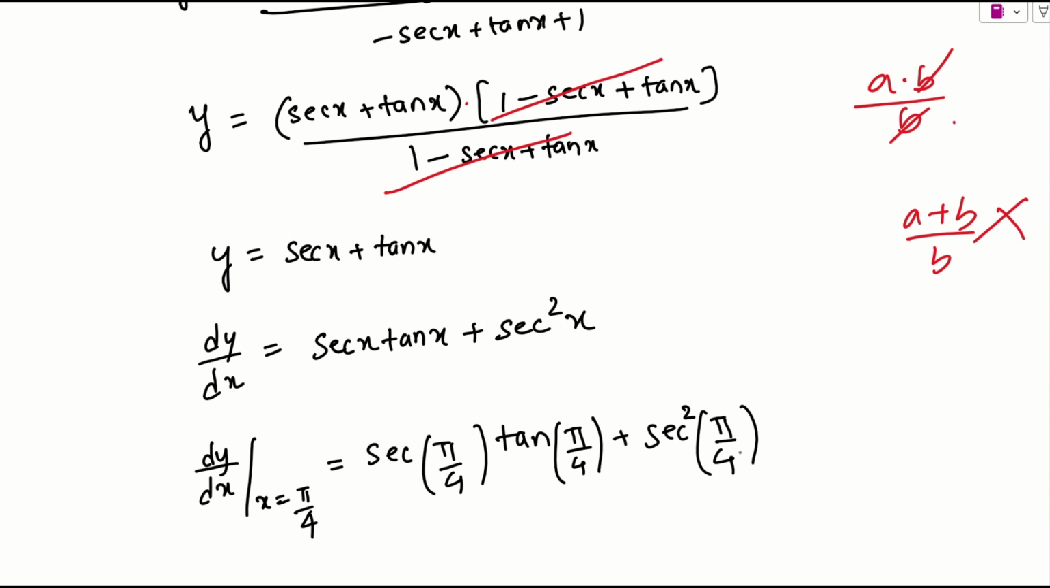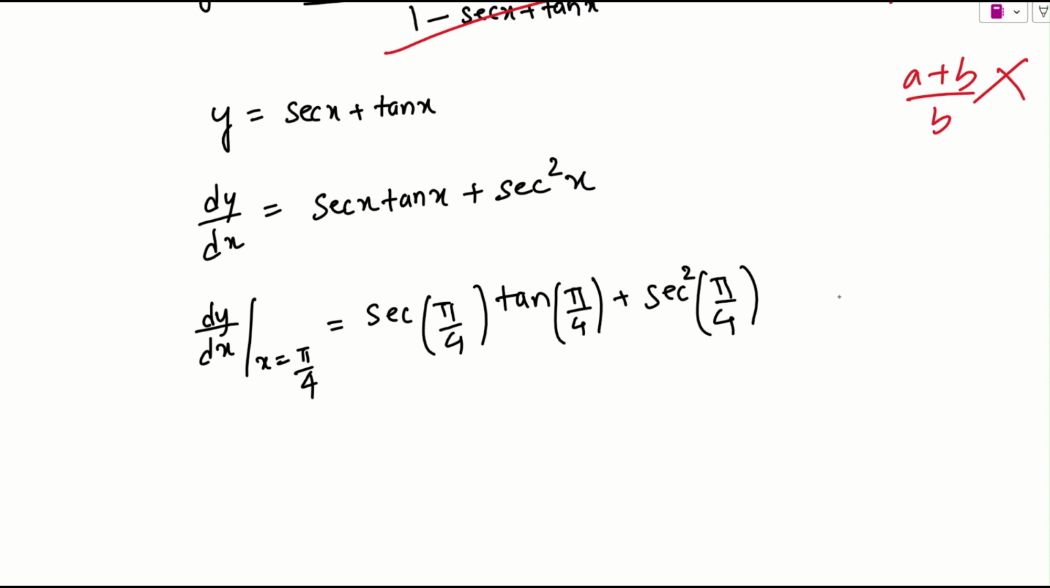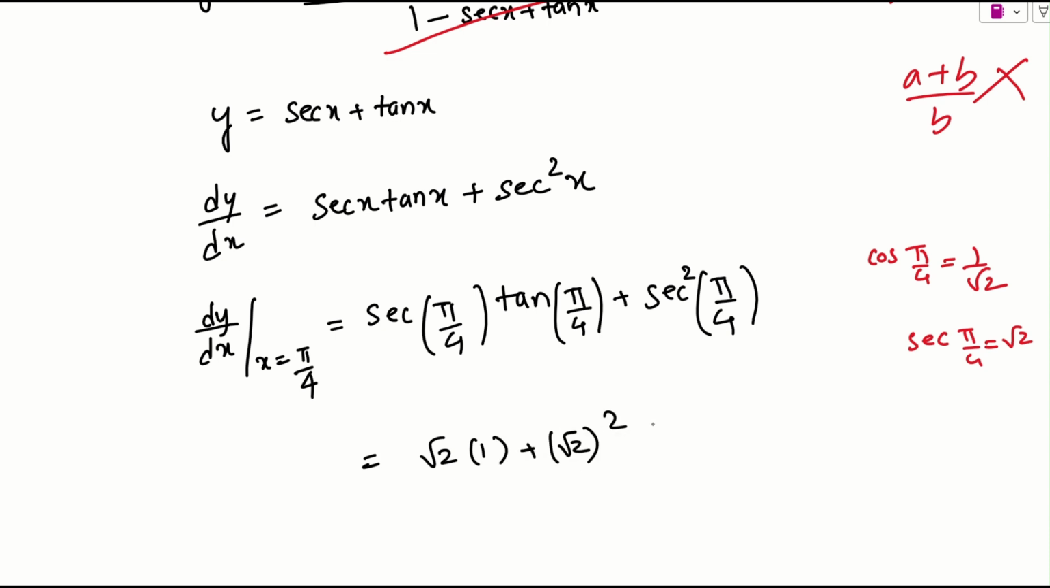If you don't remember secant pi by 4, secant is the reciprocal of cos. We know cos pi by 4 is 1 by root 2, so taking the reciprocal, secant pi by 4 is root 2. We already know tan pi by 4 is 1. So we get root 2 into 1 plus root 2 the whole square. This is root 2 plus 2, since root 2 whole square is 2. Actually, this is our final answer: dy by dx at x equals pi by 4. Yes, this is the answer.